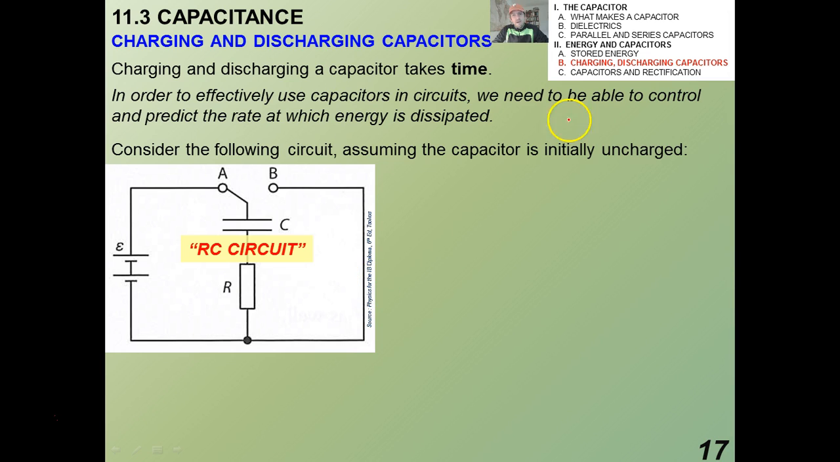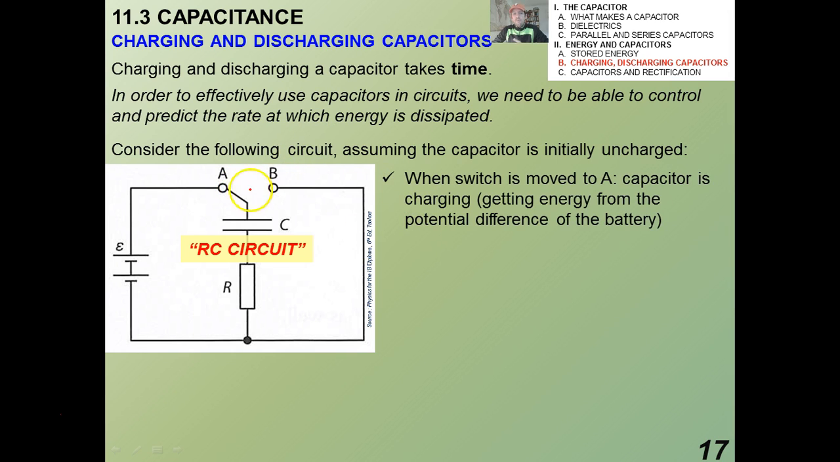If we consider this capacitor initially uncharged, there's a resistor in this circuit, and there's a potential difference over here. This is called an RC circuit. So when you hear that term RC, that means that there's a resistor and a capacitor. That's all that means. There's nothing mysterious, okay? And the switch is situated such that it can go from A to B and back and forth, okay?